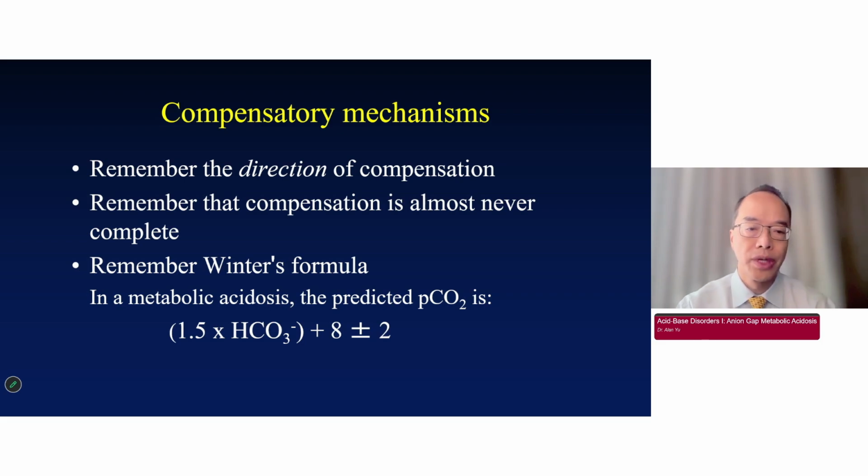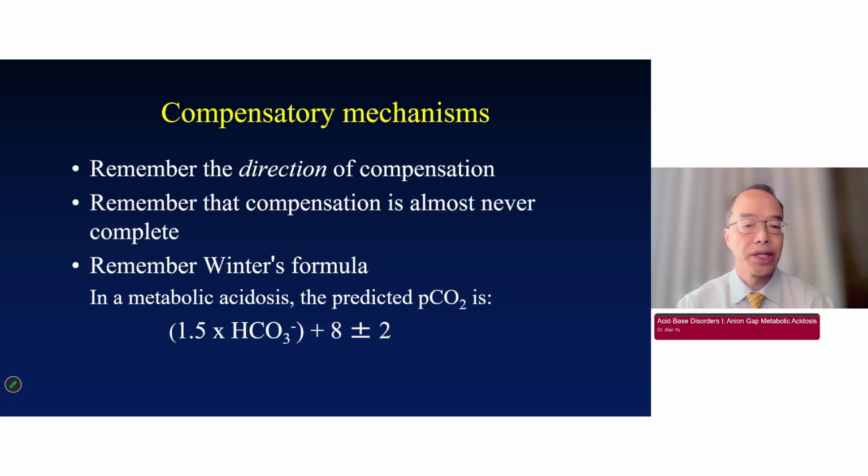But what you do need to know is you need to remember the direction of the compensation. You need to remember that compensation is almost never complete, meaning that if you have an acidemia and you're attempting to correct the pH to reduce that acidemia, it doesn't correct the pH back to normal, because if it did, then there would be no more driving force for that compensation.